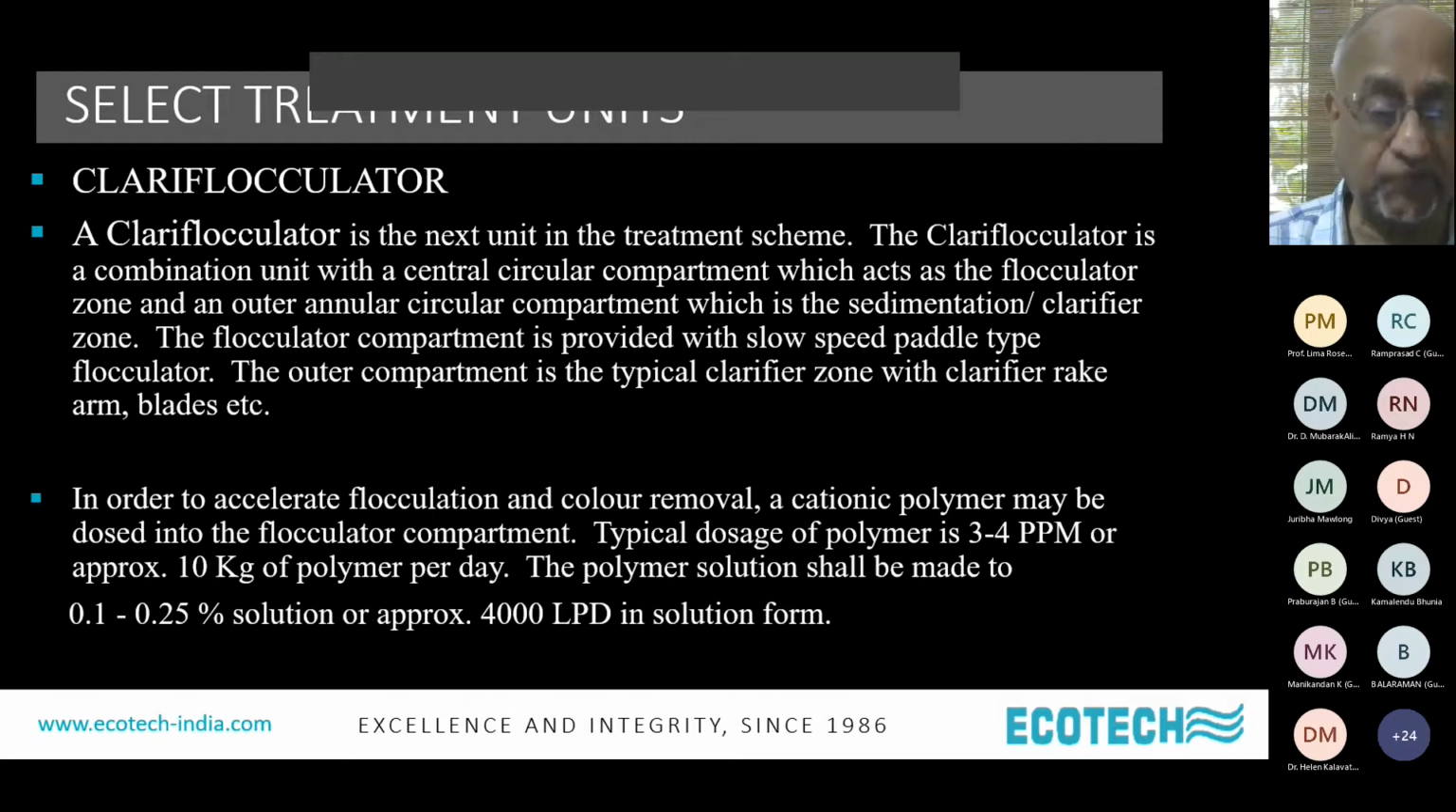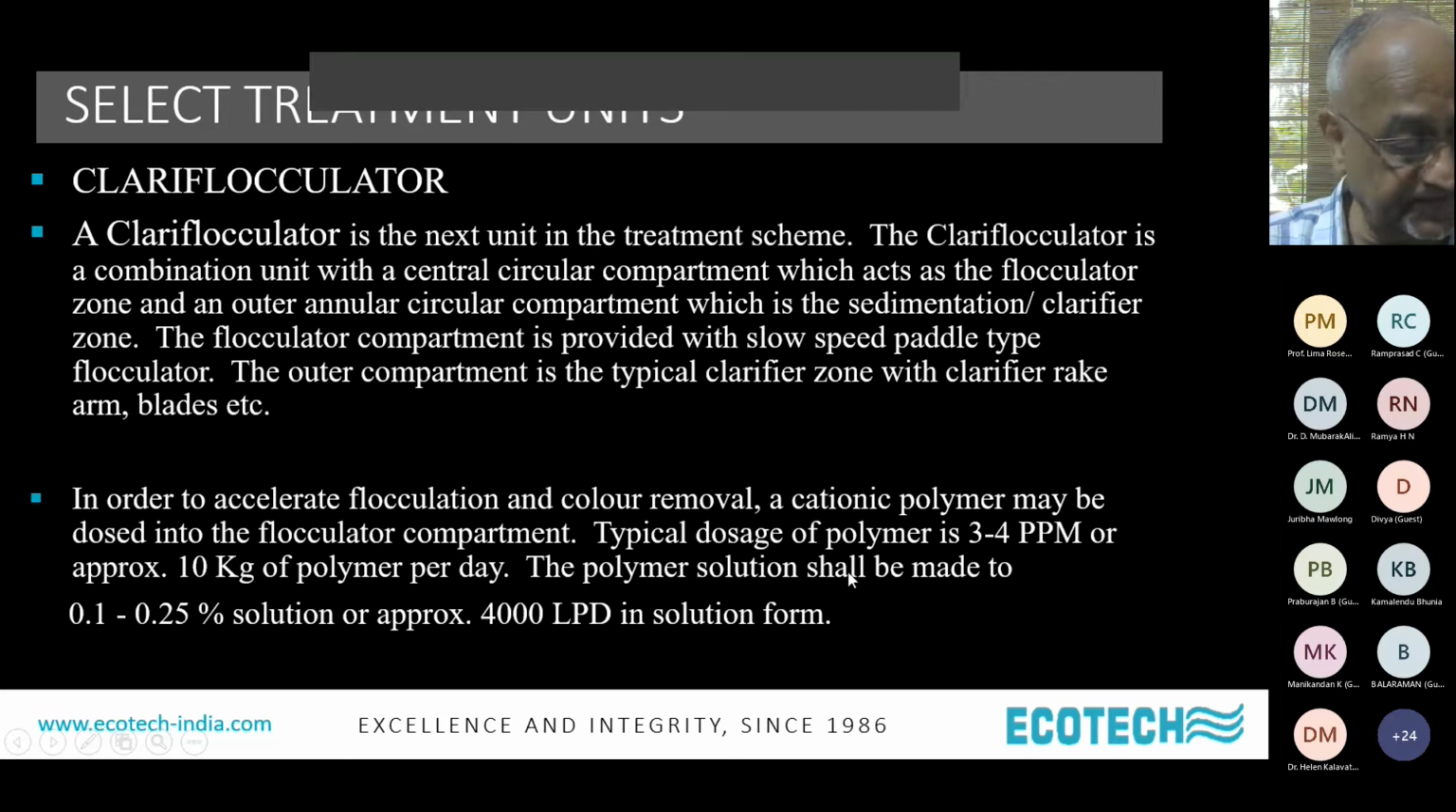In order to accelerate flocculation and color removal, a cationic polymer may be dosed into the flocculator compartment. Typical dosage of polymers 3 to 4 ppm only. And approximately 10 kilogram of polymer per day was used in this 2400 KLD plant.